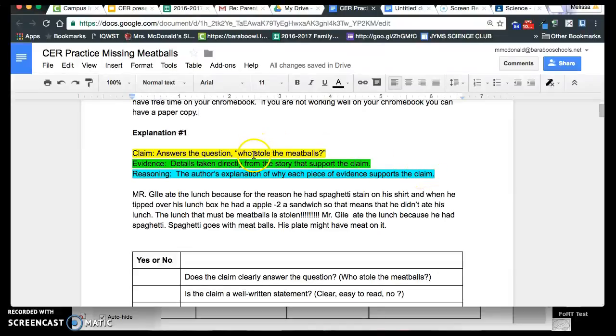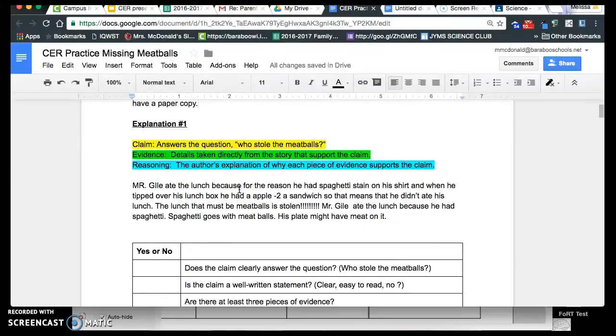So first, I'm going to highlight the claim in yellow, the evidence in green, and the reasoning in blue. And I'm going to read the directions to help me know what to highlight. And we're going to do this very first example together.